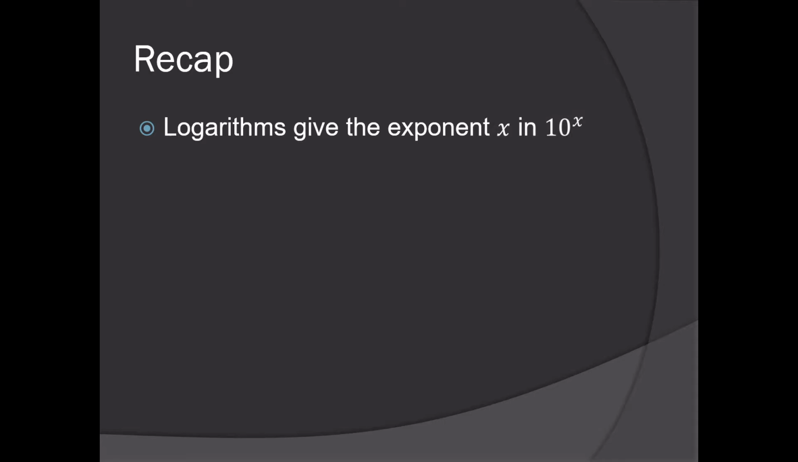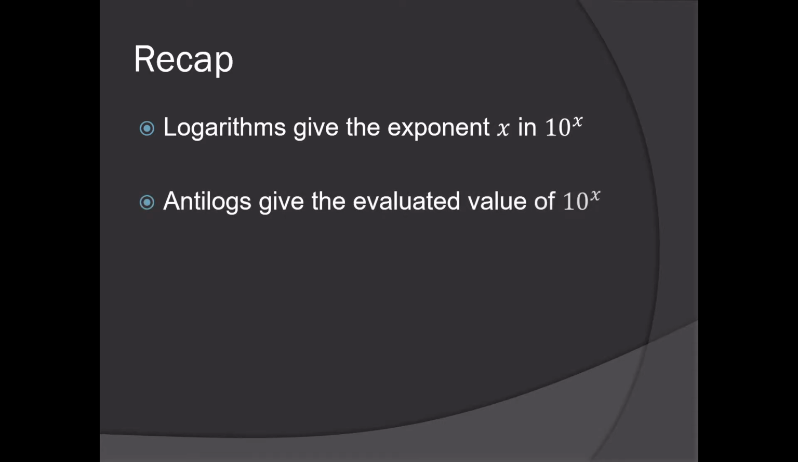All right. So to recap this super quick lesson on logarithms, logarithms give the exponent x in 10 to the x. Antilogs will give you the value of 10 to the x, so the evaluated value of 10 to the x. And the antilog is the reverse of the logarithm. There you go. We'll be using both operations quite heavily moving forward for pH calculations.